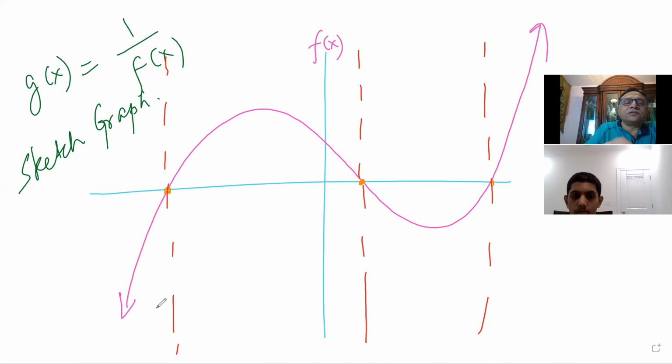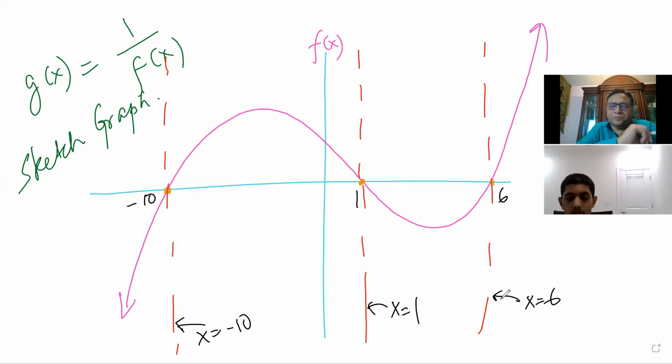What are the equations? So let us say, let's give some values. Is it okay? Let me write this as 1, this as 6, and let me write this as minus 10. So we'll say this vertical asymptote is at x equals minus 10, of course, and this is x equals 1, and this is x equals 6.